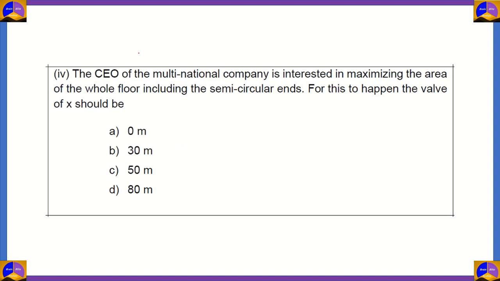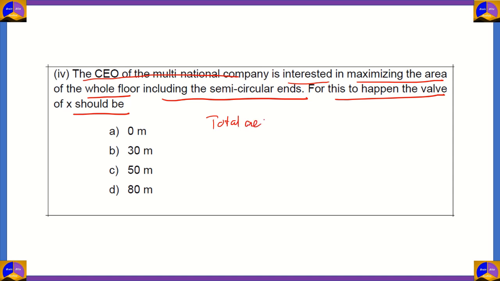Now, the fourth question. The CEO of the company is interested in maximizing the area of the whole floor, which means they're including the semicircular ends in the area. So for this to happen, in order to include the semicircular ends, what should the value of x be? The total area present inside the perimeter is the area A plus 2 times the area of the semicircle.